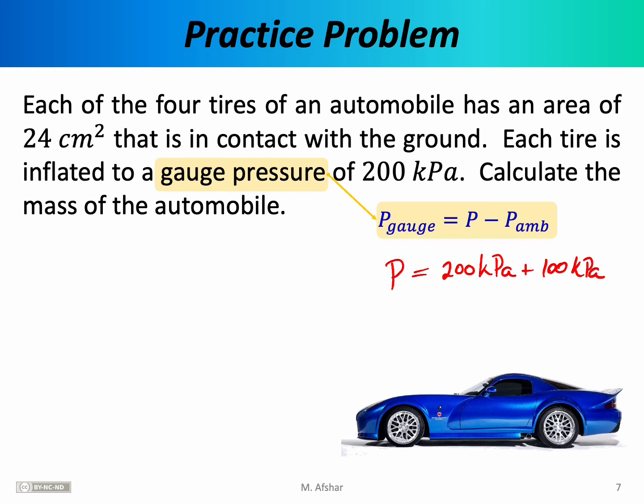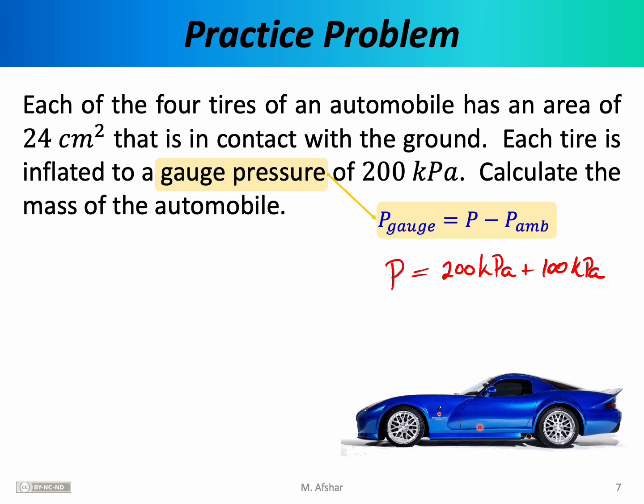However, for this problem, we don't really care about the absolute pressure. What we care about is the gauge pressure. The reason is that we're trying to find the mass of the car, and the mass of the car is related to the weight of the car. The weight of the car, of course, is the force of gravity. That's the force that we actually care about. We don't really care about the force that the surrounding air, the atmosphere, is exerting on the car. So we want to really ignore this 100 kilopascals here and concentrate on the 200 kilopascals, or the gauge pressure.